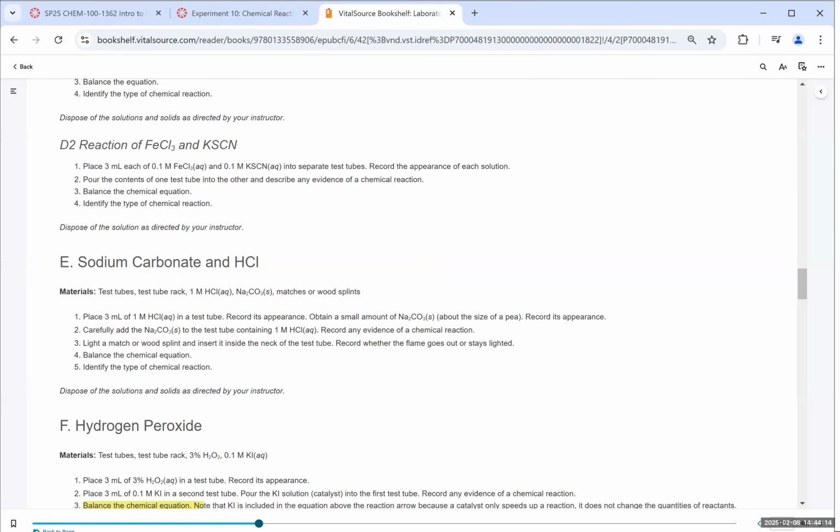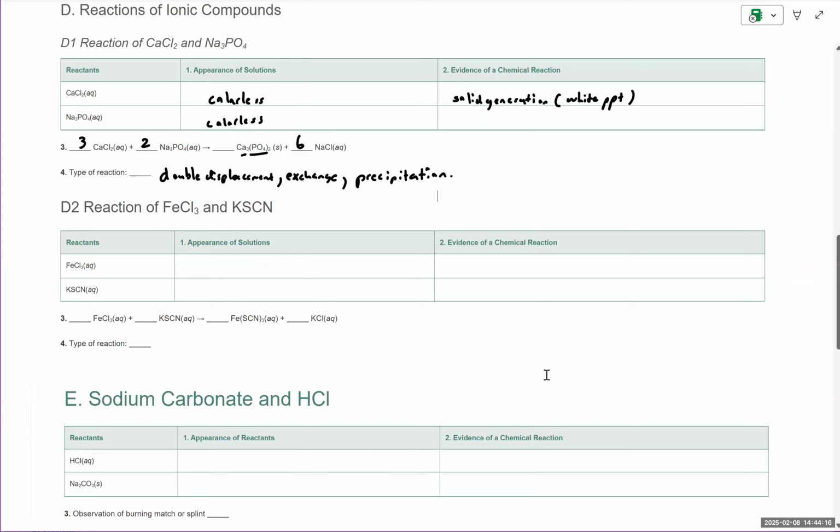So let's write down our observations. The initial appearance of the solution, the iron 3 solution, is yellow. The thiocyanate solution looks somewhat colorless to me. And then evidence of a chemical reaction, there is a color change. We went from yellow to red.